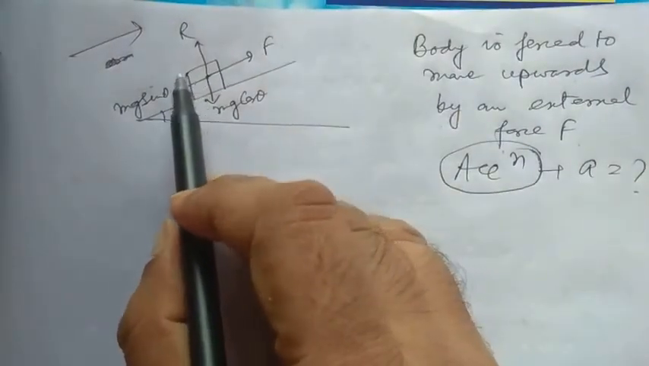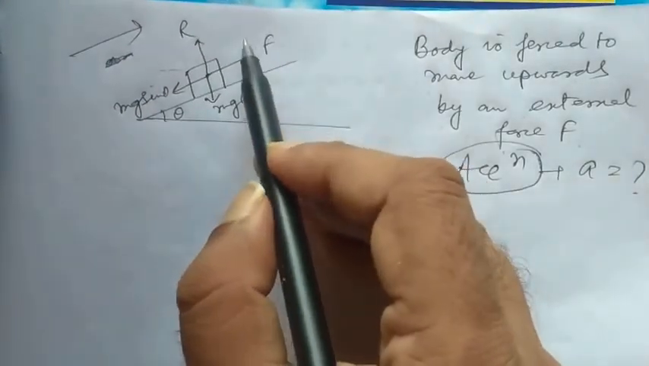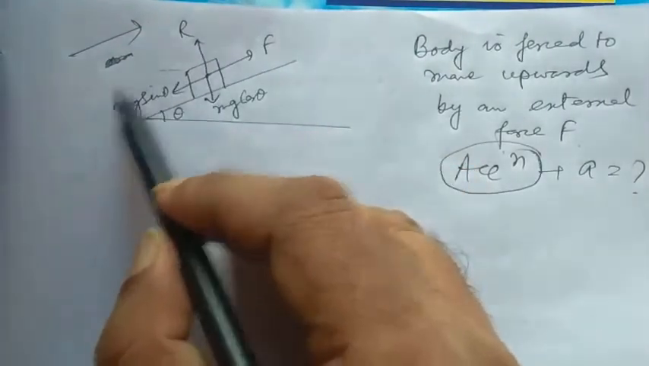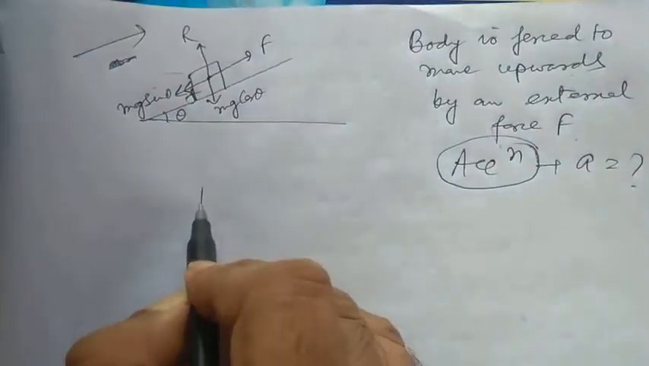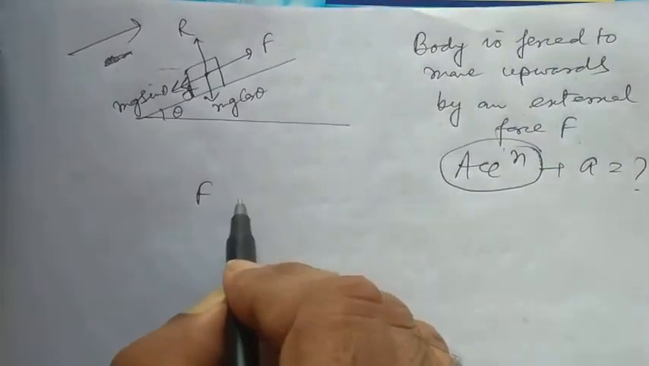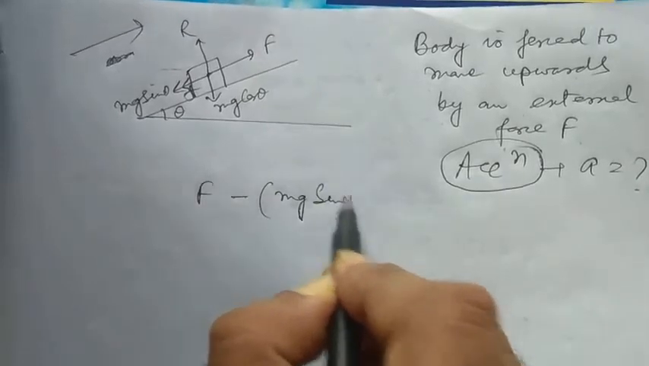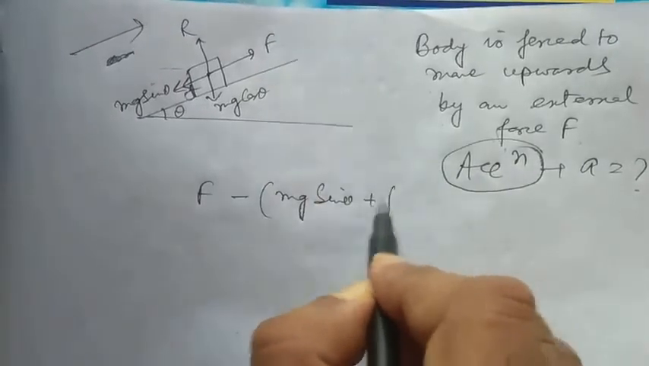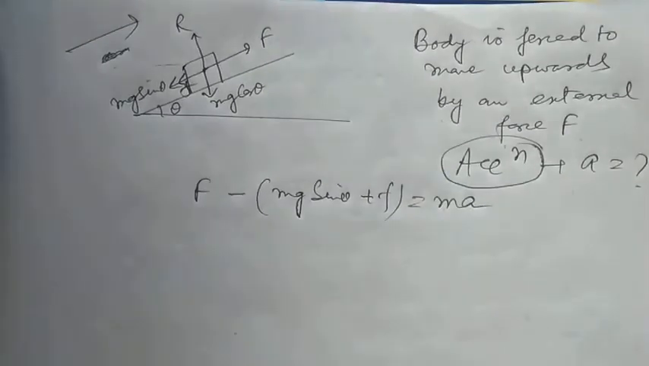If we are trying to pull the body in the upward direction, the force of friction will act in the opposite direction, that means in the downward direction, like this. So this F must be greater than the values of these two forces, mg sin theta and friction, for the body to be moving upwards with an acceleration.